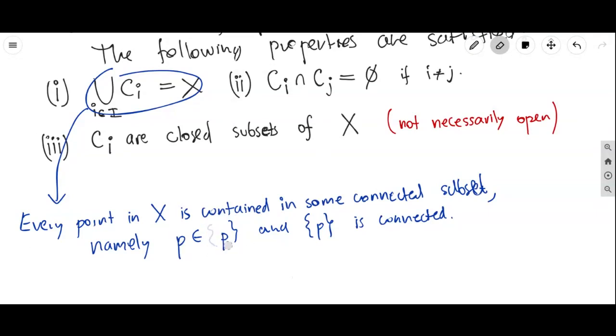It could happen that this connected subset is the maximal one, or there might be something bigger than it. If there's something bigger, then it's in a larger one. But every point in X is always contained in some connected subset. So every point in X will be somewhere in some connected component. So that's the explanation for part one.